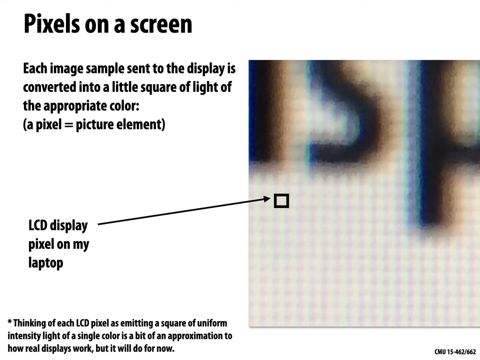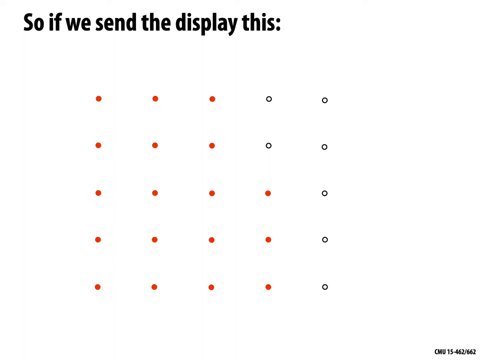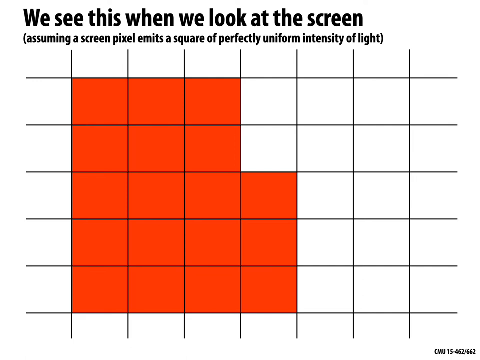But for the purpose of thinking about sampling and reconstruction in rasterization, it's helpful to just think of each pixel as being a solid color. For the most part, that's a good enough model for how these sample values will get reconstructed. So if we send the display these sample values, then we look at the screen, we'll get something that looks roughly like this. So there you go. We sampled our triangle. We reconstructed it by turning each sample into a little square of light.